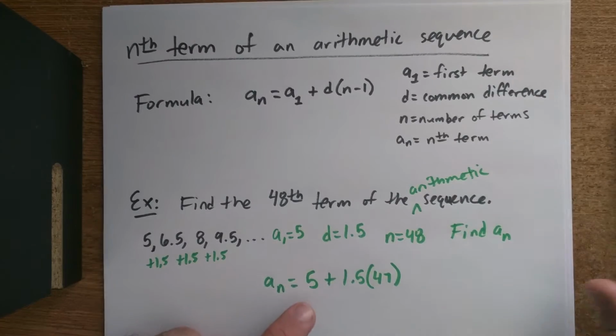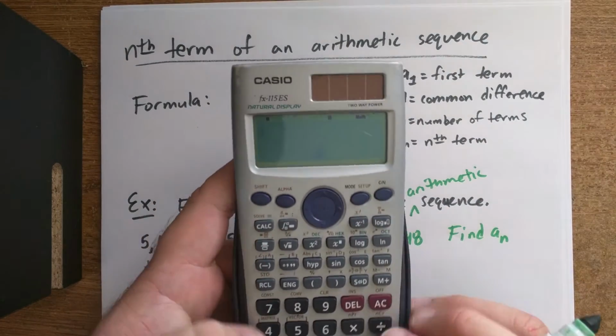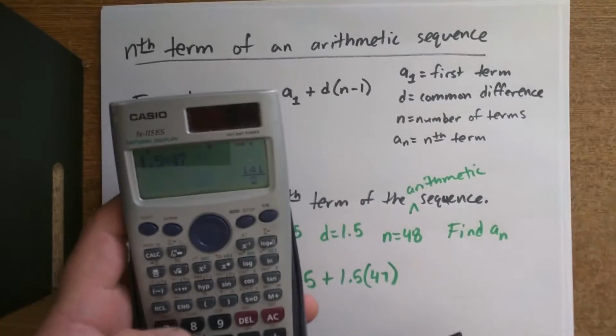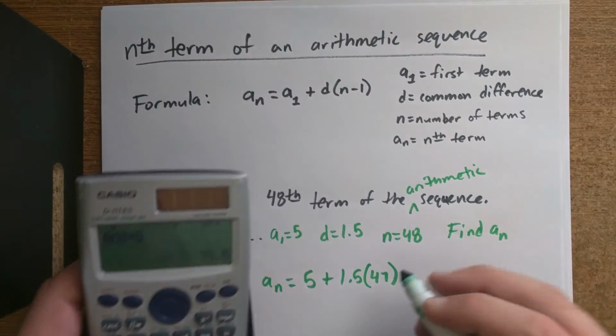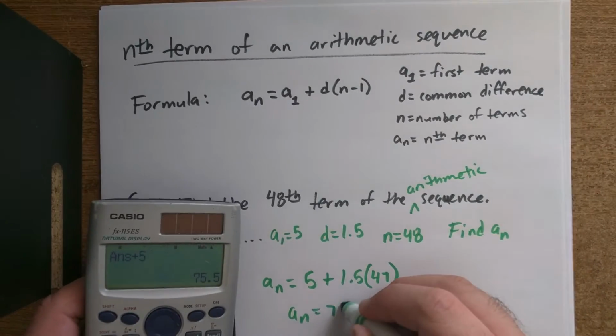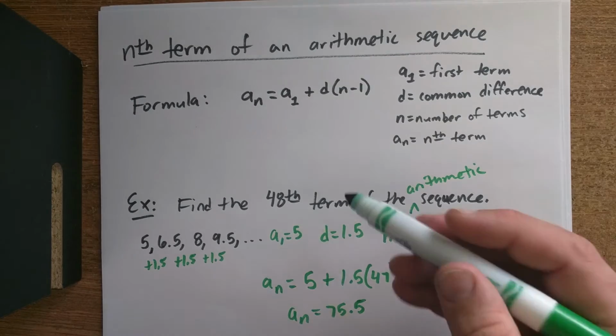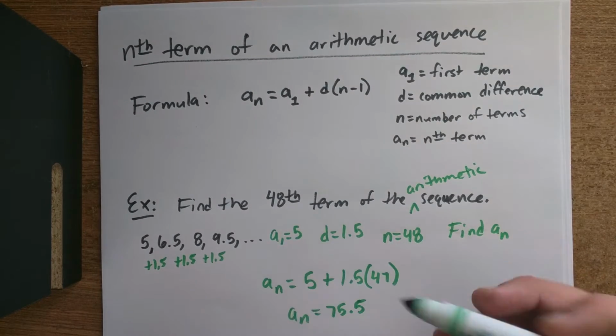Don't do 5 plus 1.5. You got to do 1.5 times 47 first. Then you're going to add 5 to that, and your decimal is 75.5. And so actually using the formula is probably a lot faster once you know the formula, than adding 1.5 that many times.